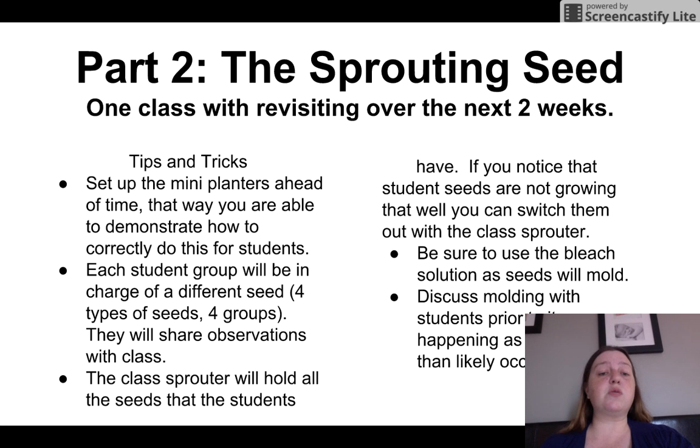Each group of students will be in charge of a different seed. So I have 4 groups of students, 4 seeds. I have them pull a card with that seed name on it. No one gets to look. It's secretive. You pull a card, that's what you get.